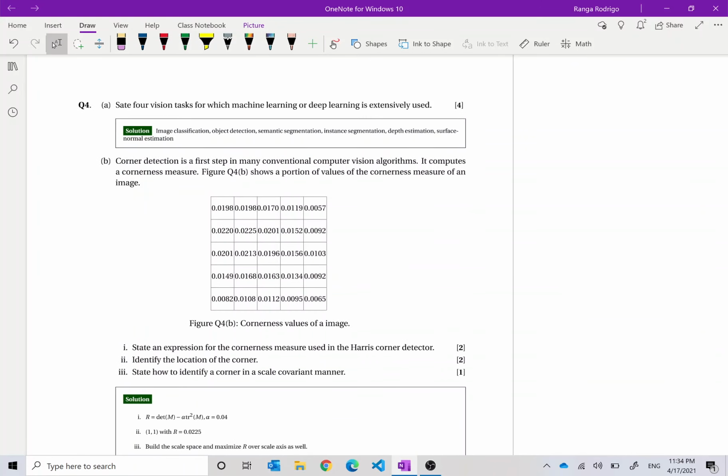Let's move to question number 4. State 4 vision tasks for which machine learning or deep learning is extensively used: image classification, object detection, semantic segmentation, instance segmentation, depth estimation, surface normal estimation, panoptic segmentation, and so on. So you can write things like autonomous driving, like that, very large scale tasks also.